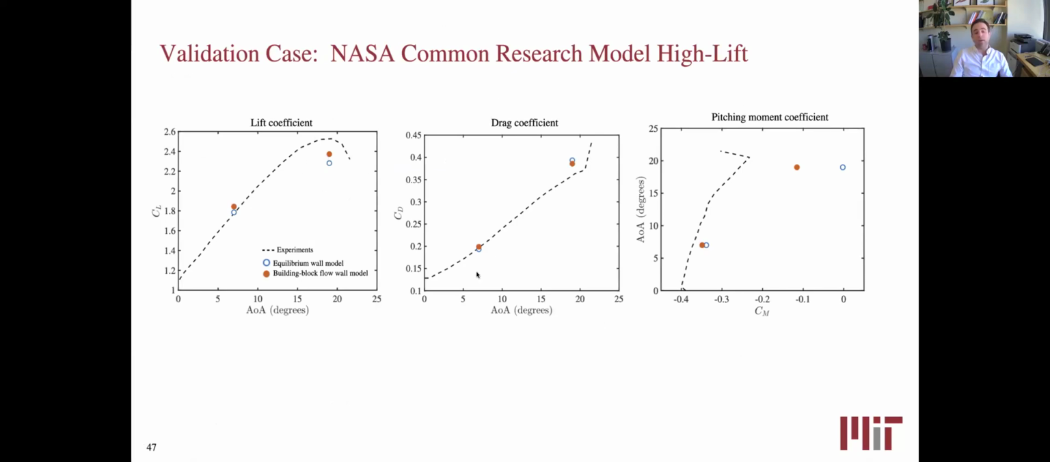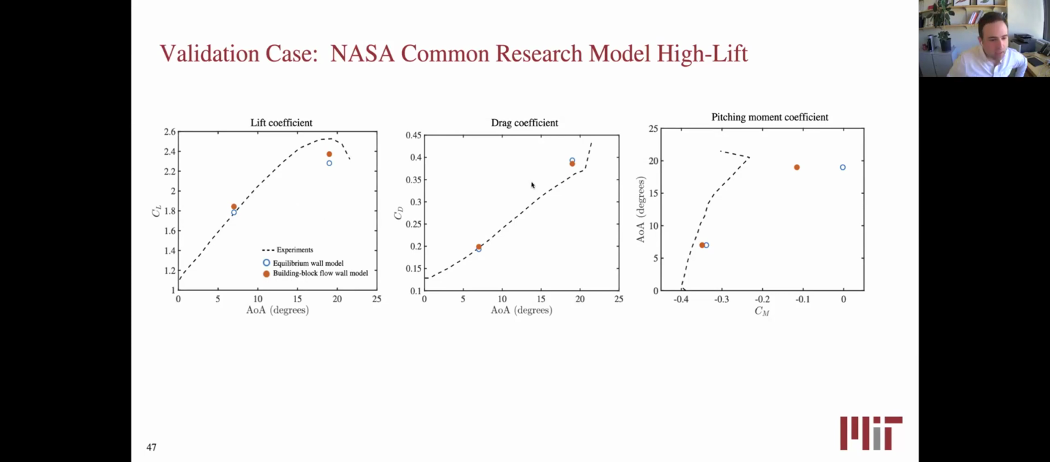We look at three quantities of interest. The lift, that is the vertical force sustaining the aircraft, the drag, and the pitching moment, which is the moment that tends to be even more sensitive because it depends on the distribution of forces. So the dash is the experiment that I was mentioning in the wind tunnel. The closed orange is the building block flow model, and the open blue is the previous best practice.